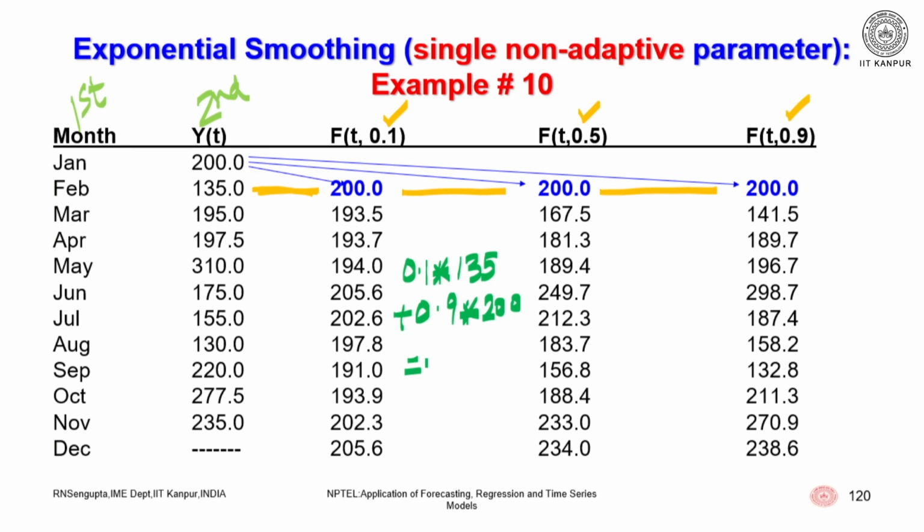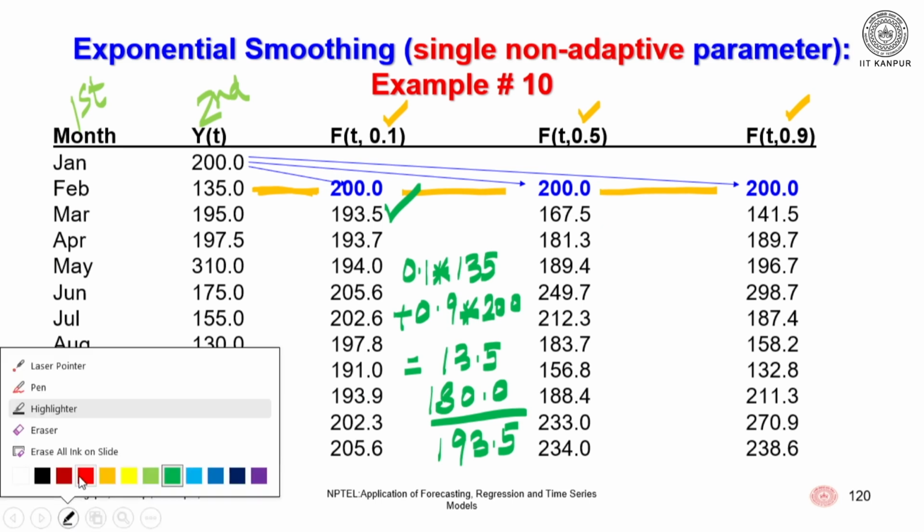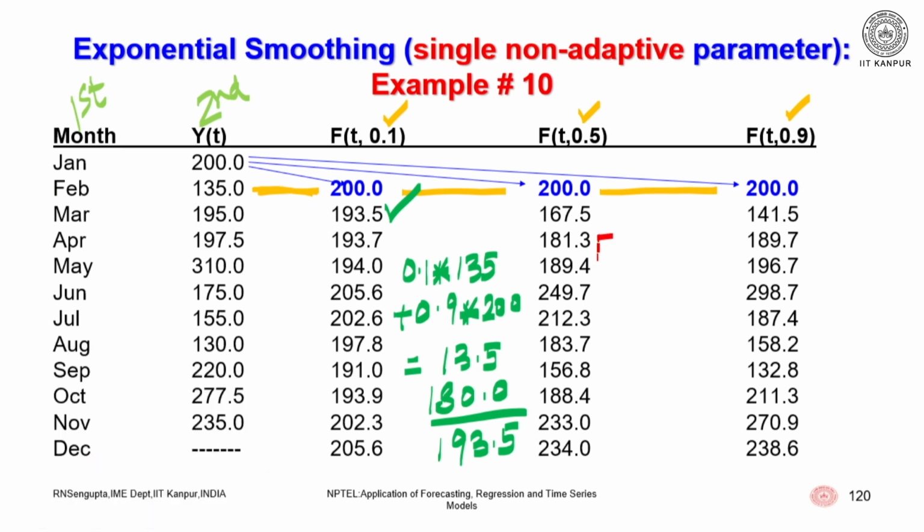So this would become 13.5, and this would become 180.0, hence the value becomes 193.5 as marked here. And if I consider the error, I am using again the red color. So error would be 195.0 minus 193.5.